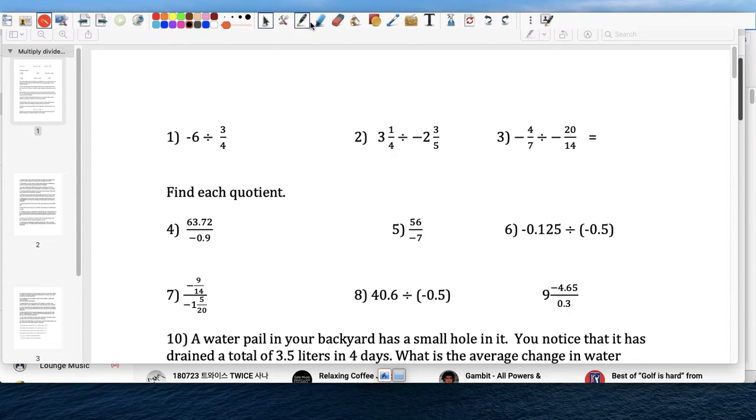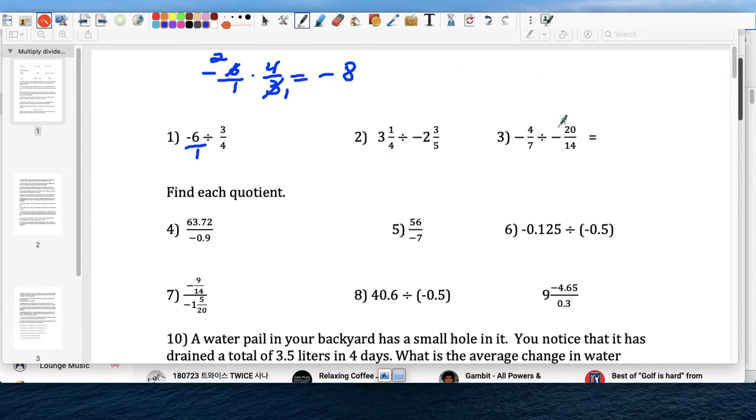Really quick, so you're supposed to do the odd numbers. Here's the first one. You can put this over 1 if you like. That just becomes, simplify before you multiply. That's fine. 3 divided by 3 is 1. 6 divided by 3 is 2. Negative times a positive is a negative, and we get negative 8.